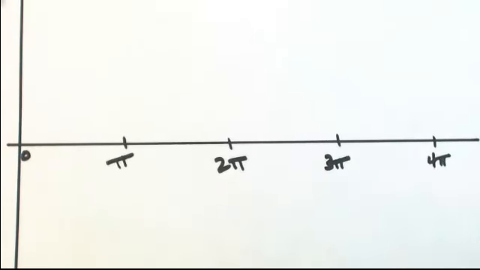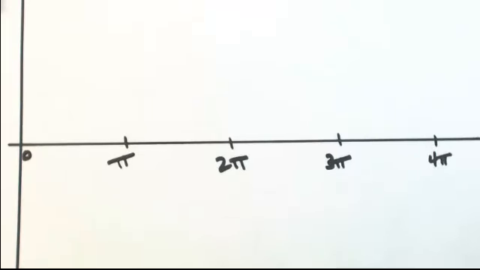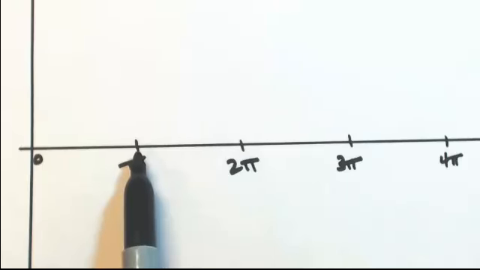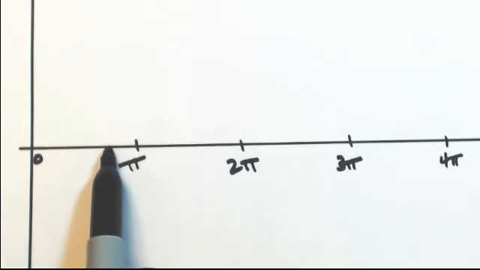Okay, since the amplitude is 2, I need to mark out my 2's. Again, keep in mind that pi is about 3.14. So pi, that's about 3. So a little less than that is going to be my 2.